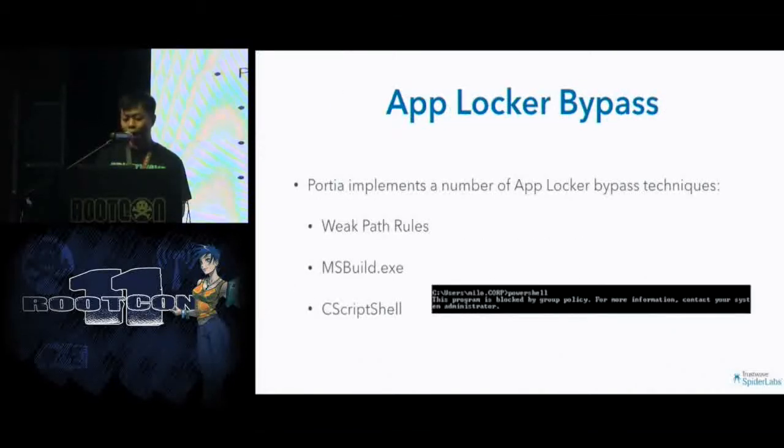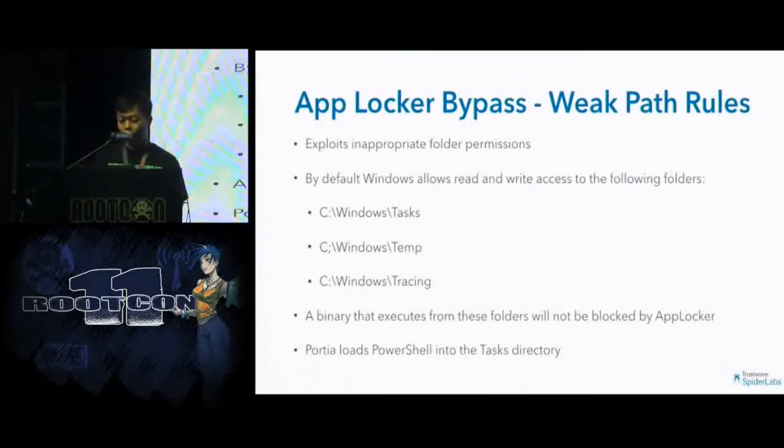Next, we look at AppLocker bypass, which is application whitelisting, where sometimes administrators lock down the system and prevent PowerShell from running. There are lots of techniques out there to bypass AppLocker, but currently we include three, and we're planning on expanding on it. First is weak path rule, second is MSBuild.exe, and third is CScriptShell. The first one, weak path rule.